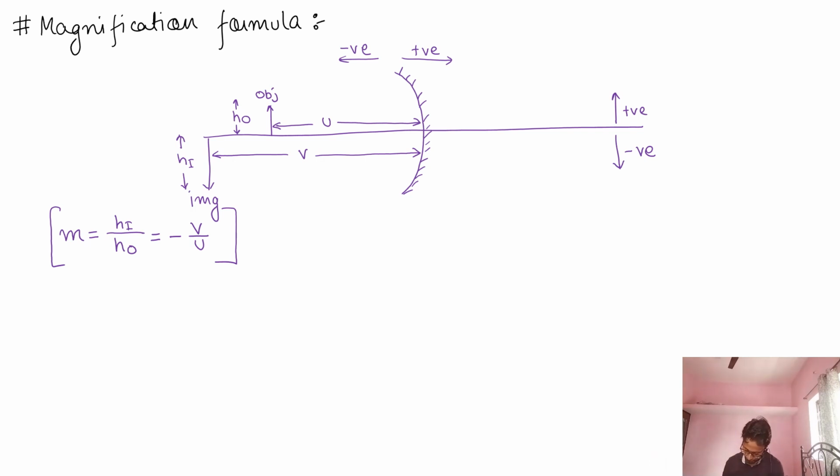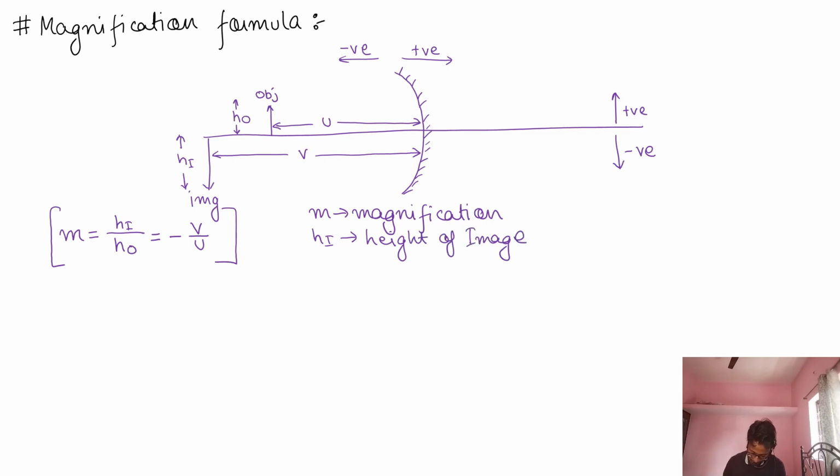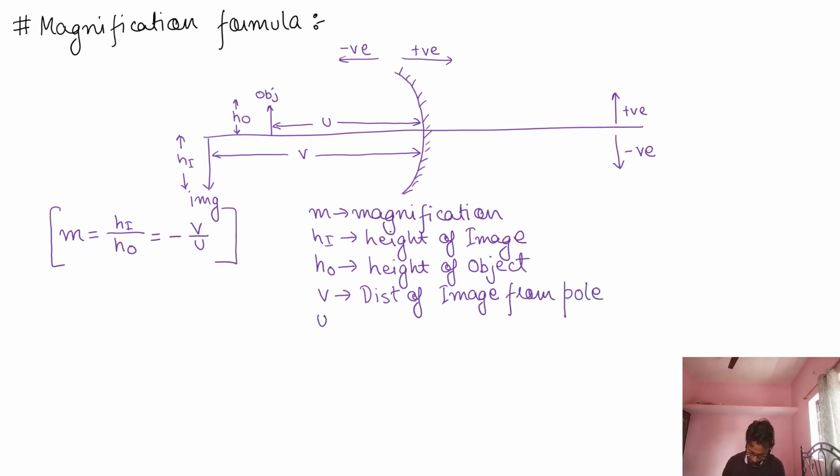Let's label them, where m is the magnification, hi is the height of image, h naught is the height of object, v is the distance of image from pole, where u is the distance of object from pole.